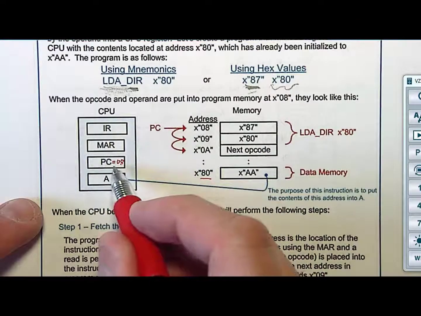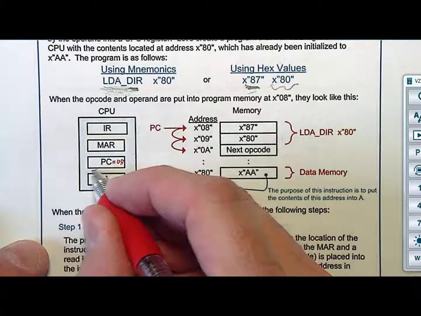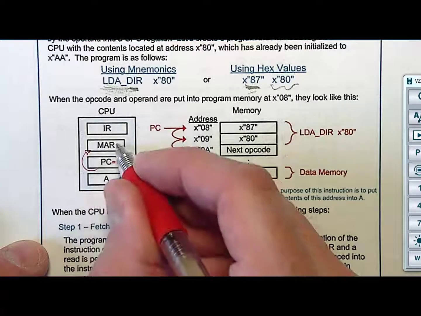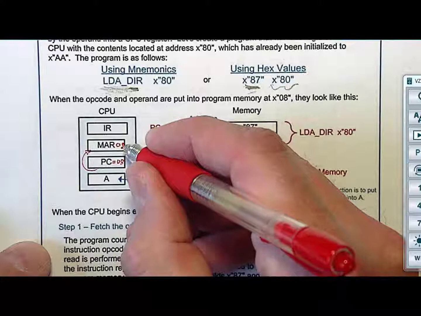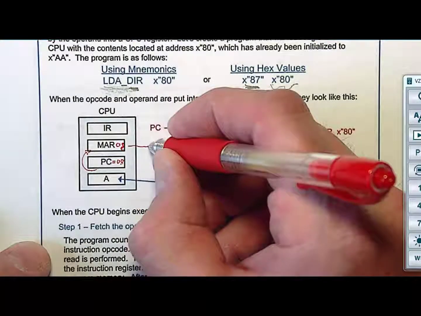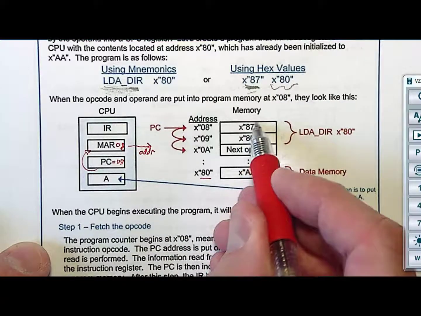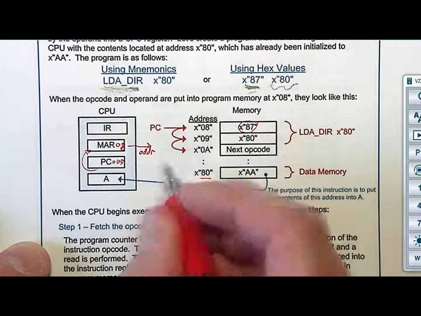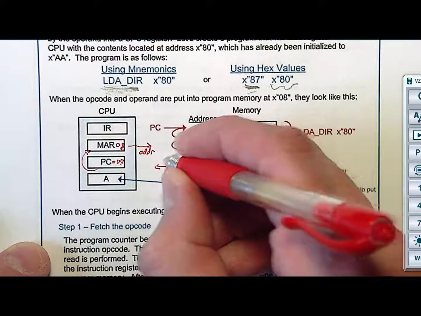I need to take the old program counter and put it out on the address bus. So I'm going to take the program counter and stick it up into the memory address register. Okay? Now the memory address register has 08 on it, and that is what is driving the address bus. I can now grab this 87, and here comes 87 on the data bus. So now the data bus is holding 87.